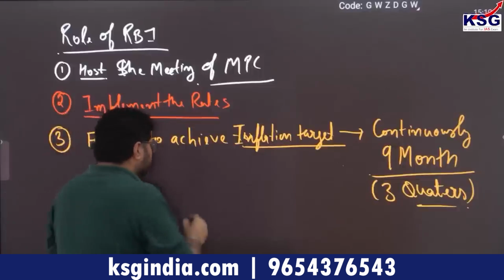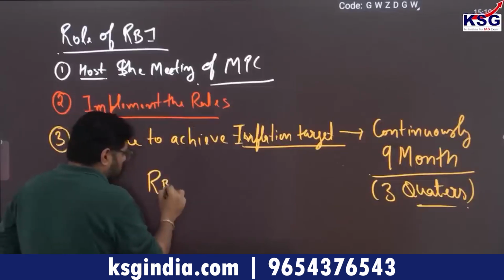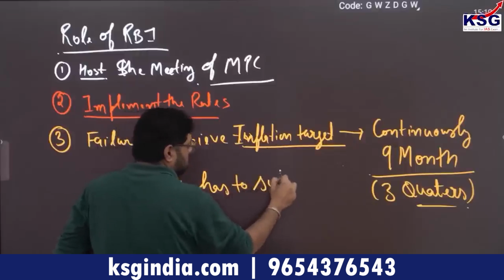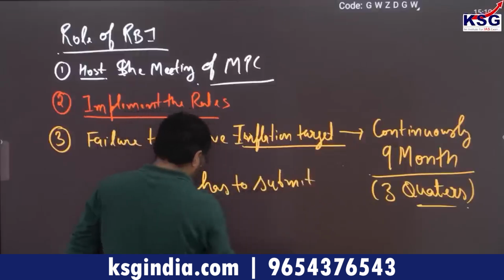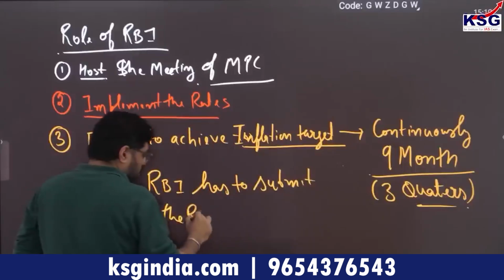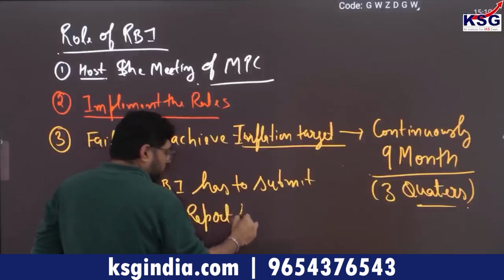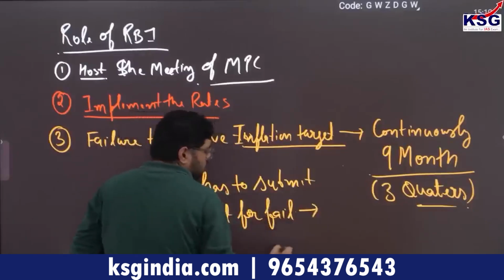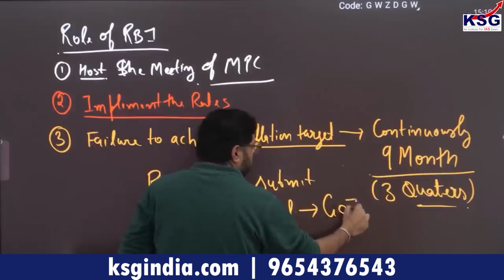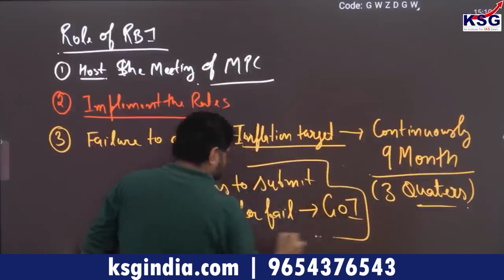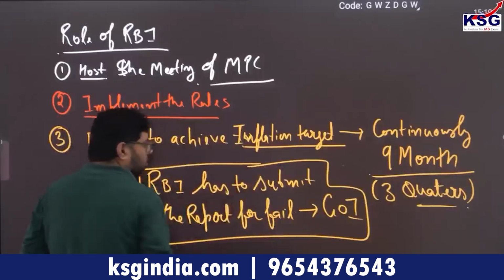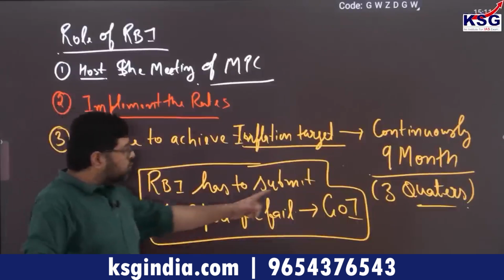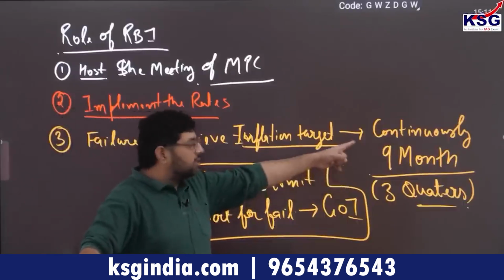RBI has to submit the report for failure, and that is to Government of India. Okay, that is to Government of India. Now here UPSC can confuse you. So first of all, you must know the failure is for 9 months, and that is continuous.